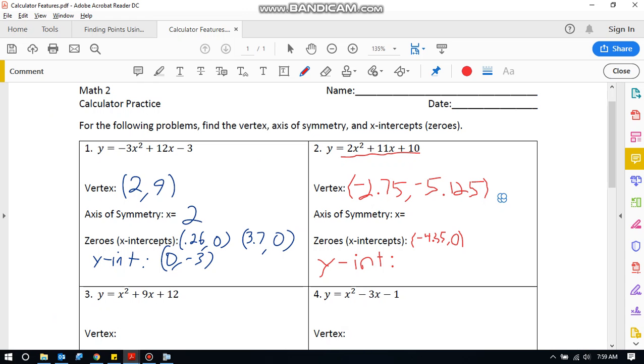So we go back to our page and write it: negative 1.14, comma 0. That's how you find the x-intercepts.